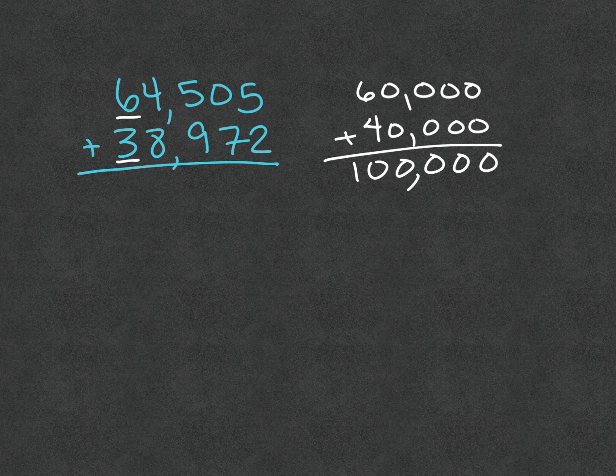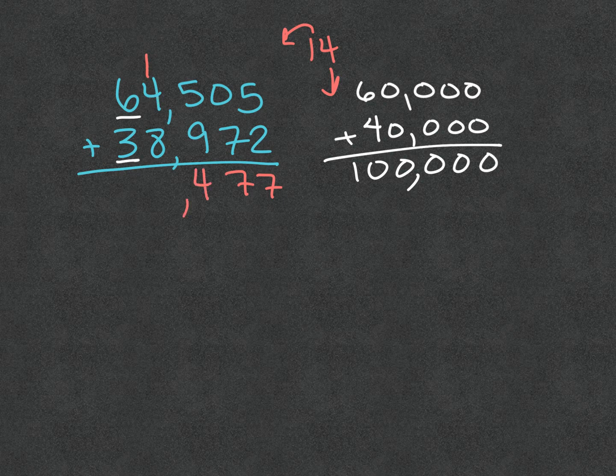5 plus 2 is 7. That fits there just fine. 0 plus 7 is 7. That fits there just fine. 9 plus 5, or 5 plus 9, is 14. I'm taking that 14 and I'm sending this one over and bringing that one down. So we go 1 over there and 4 down.